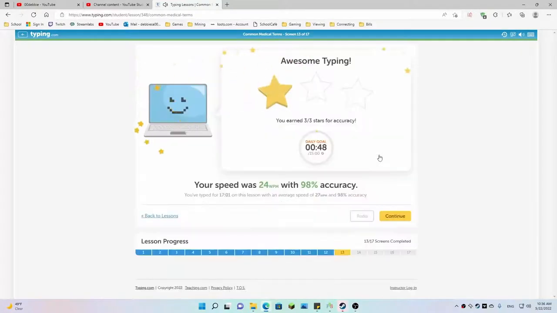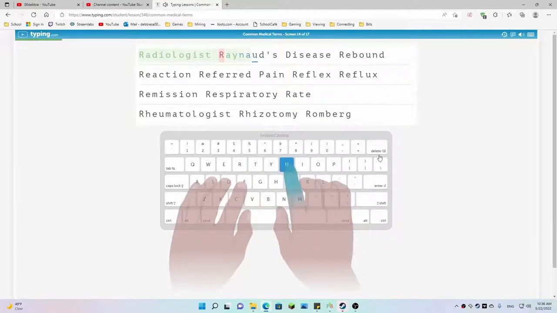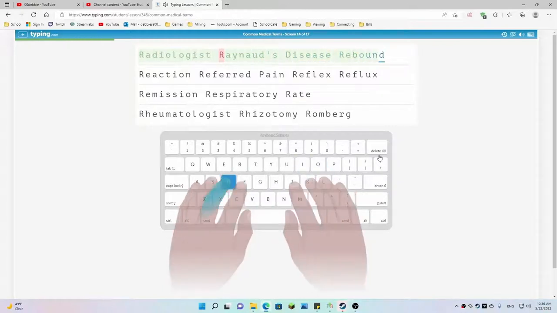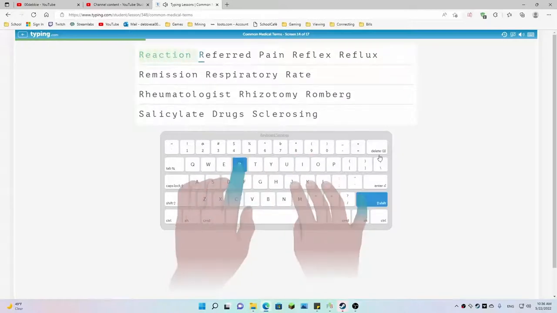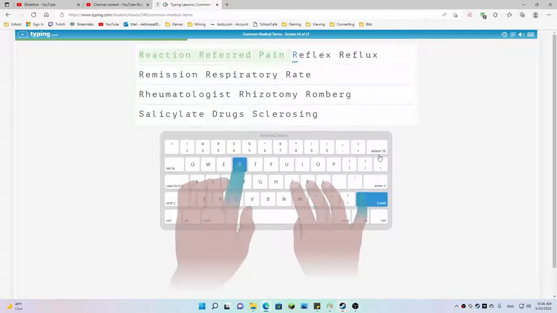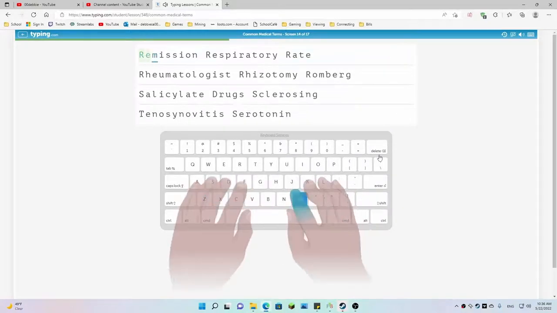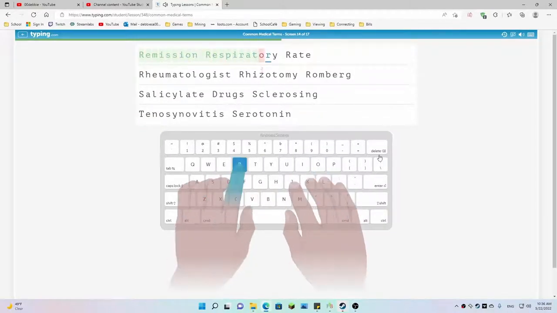I forgot the A. 24 words a minute. Radiologist. Oh, I did the T. Rounds. Disease. Rebound reaction. Word. Oh, I was doing the wrong hand for the capital. Remission. Respiratory. Oh, I did a double I. Right.